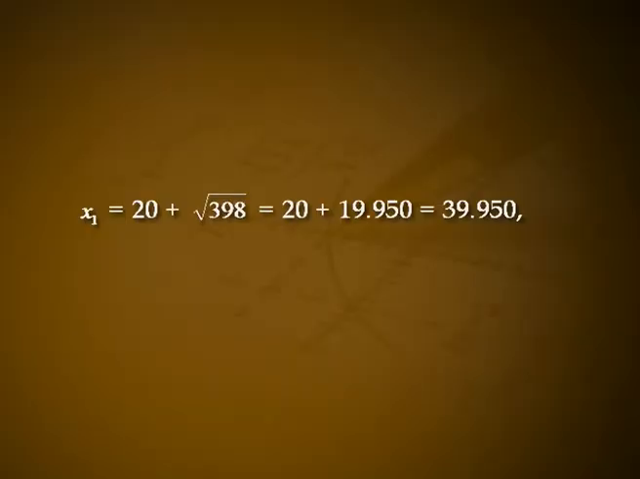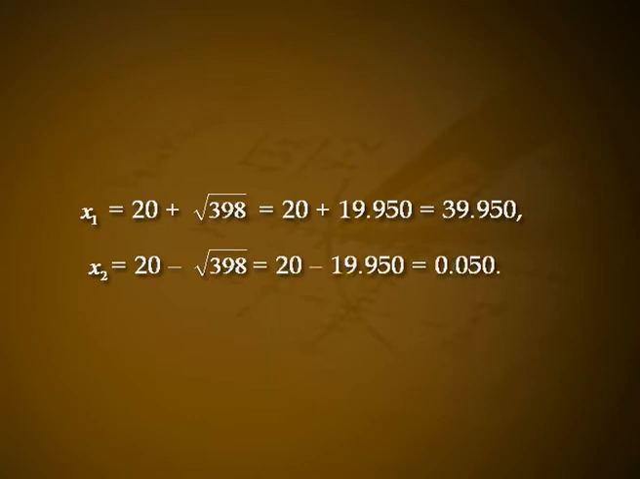And for the equation in (b), we have x1 = 20 + √398, that is equal to 20 + 19.950, that is equal to 39.950. x2 = 20 - √398, that is equal to 20 - 19.950, that is equal to 0.050. Solutions of equations so obtained using a mathematical formula are sometimes called exact solutions or exact roots.